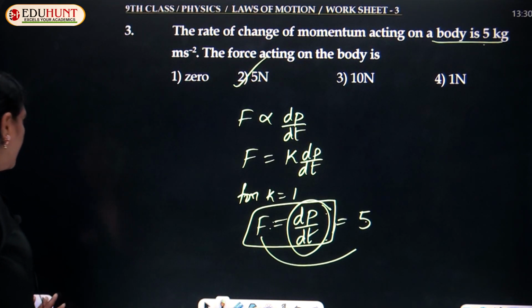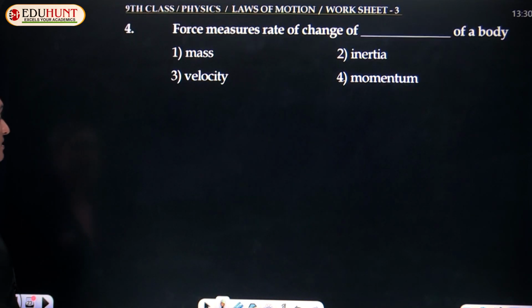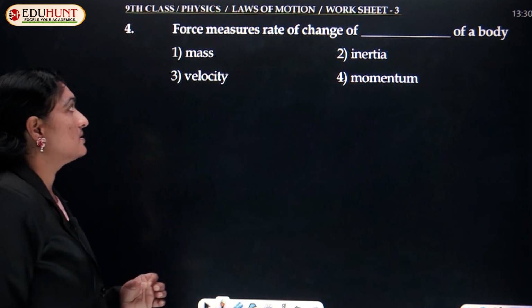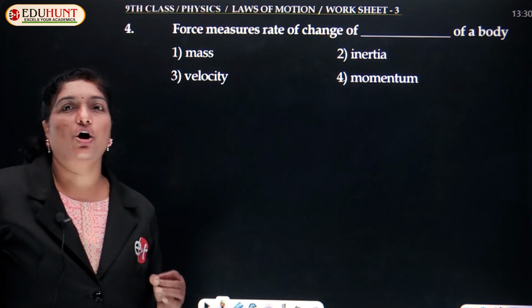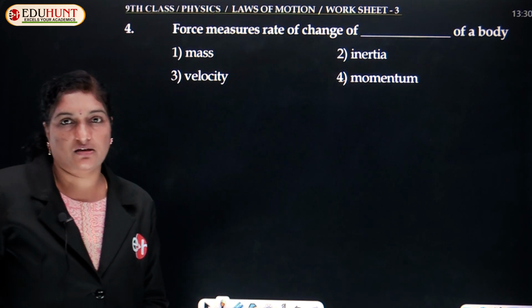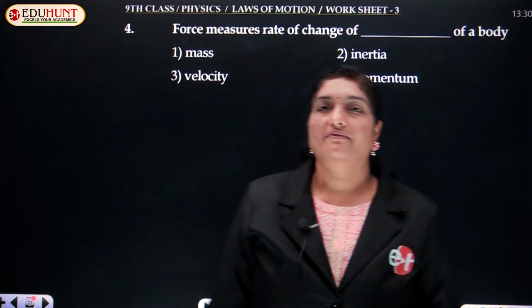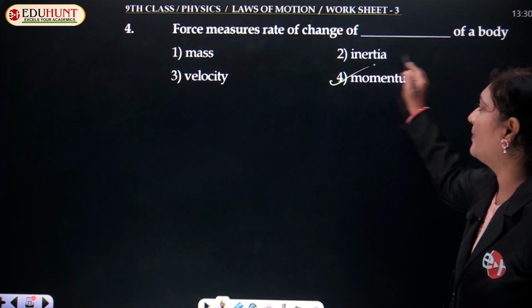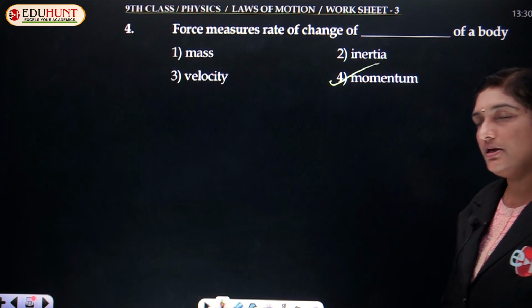Okay. So, now let us move to the next question, children. Question number 4. Force measures rate of change of momentum of a body. The rate of change of momentum of a body is given by force. So, where is the correct answer? Rate of change of momentum. So, the fourth option must be true.